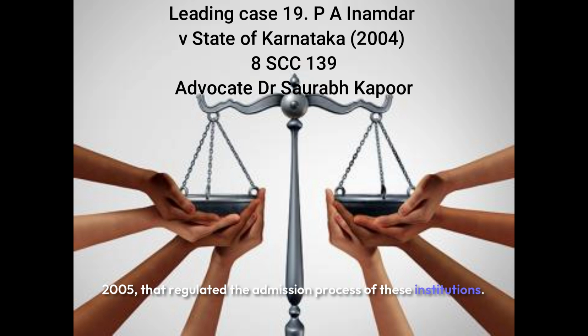The Supreme Court held that the right of private unaided educational institutions to admit students of their choice was a fundamental right under Article 19 of the Constitution, which allowed them to choose their students based on merit, performance in entrance exams, and other relevant factors. The court also held that the state could not impose a quota or reservation system on such institutions, as it would violate their right to administer their own affairs.